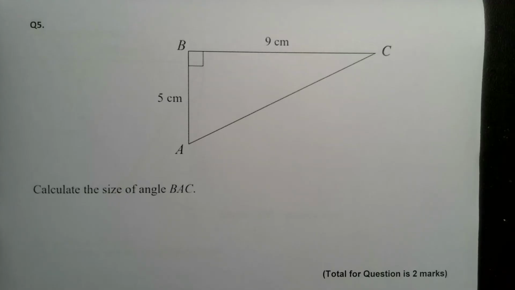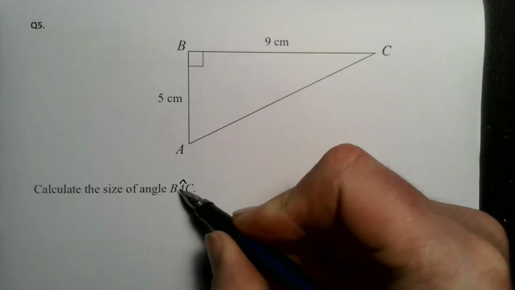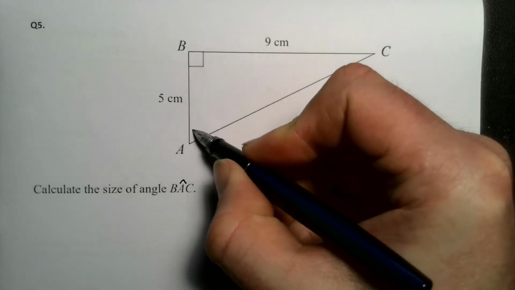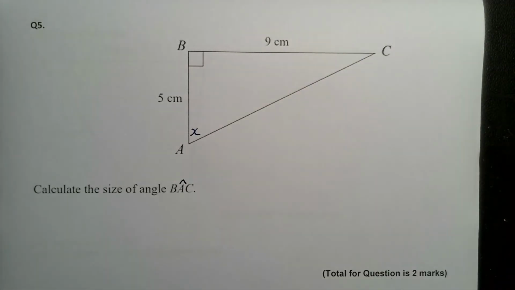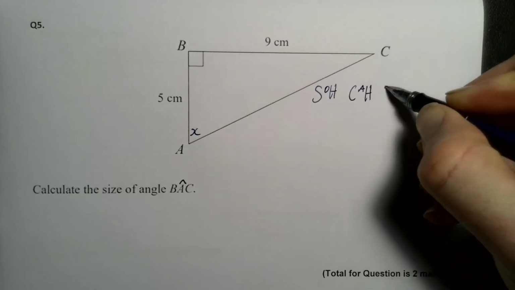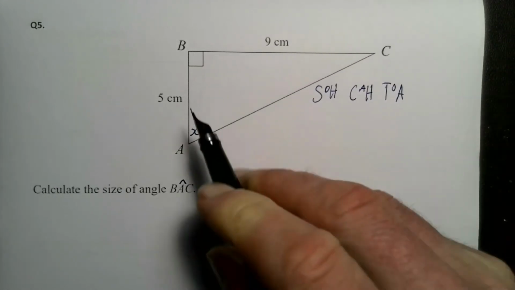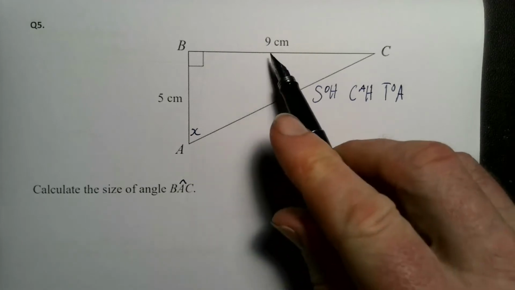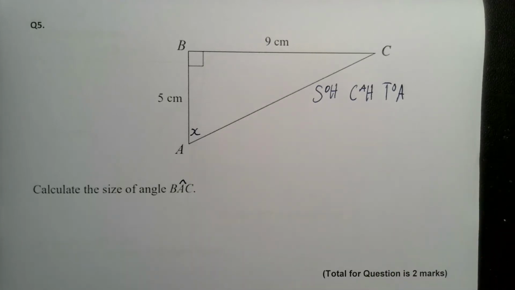Okay, we've got 3 trigonometry questions coming up. The first one's a basic SOHCAHTOA one, so have a go at that. Angle BAC is always the angle at the middle there, so I'm going to call that angle X. So looking at SOHCAHTOA, I can use that because it's a right angled triangle. I know 2 sides, so I can work out the other angle.